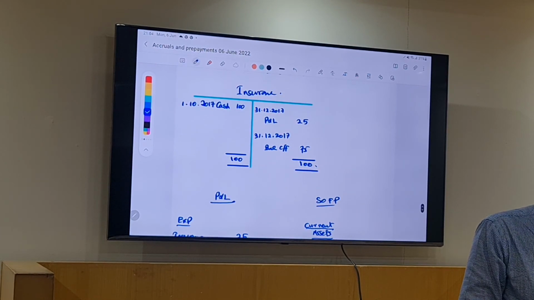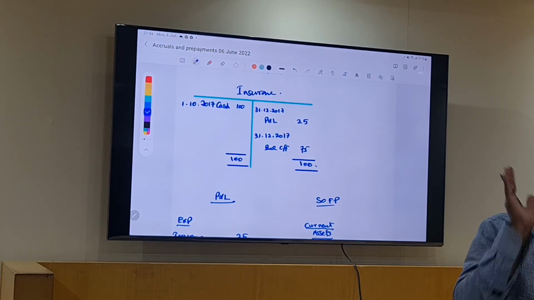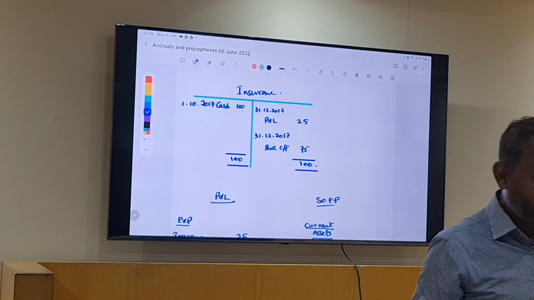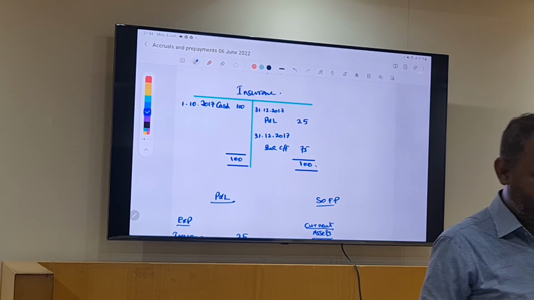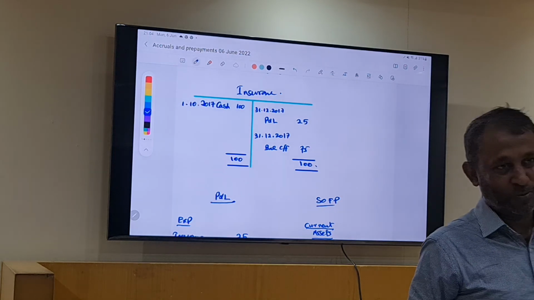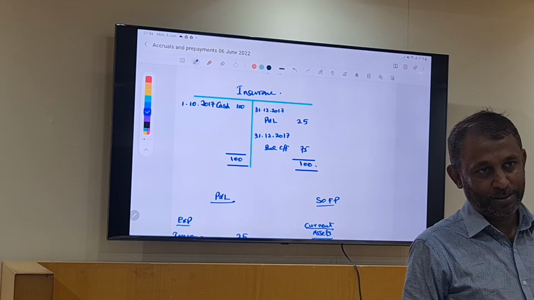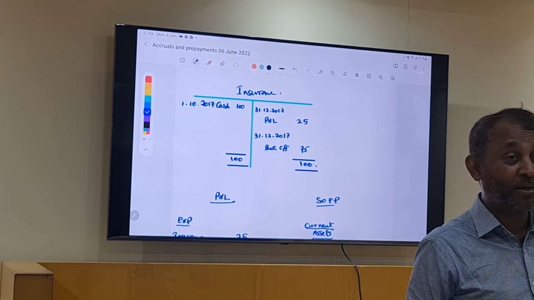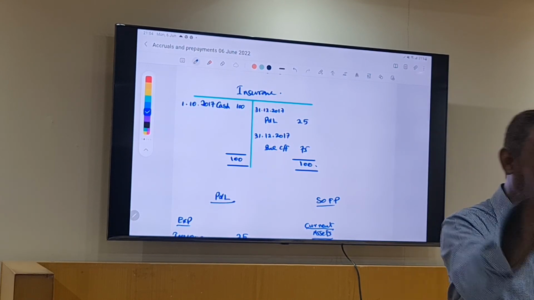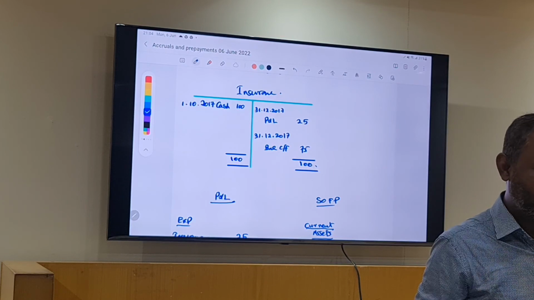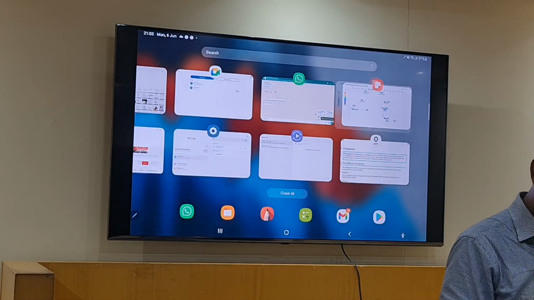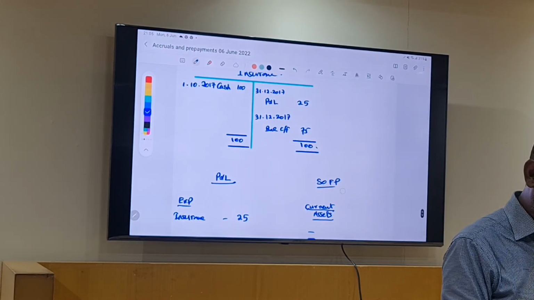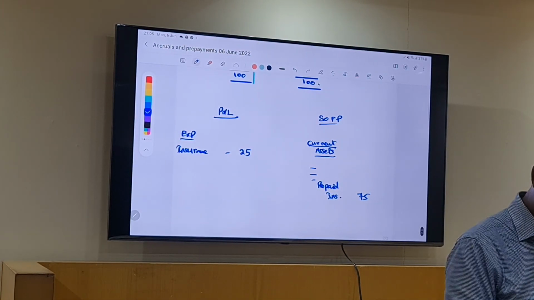The first double entry is cash credit and this one debit. And this 25 double entry: debit insurance expense, credit insurance account. But here we directly take it into capital. Is that the correct way or do we have to do that one? No, no, no. This is the better and correct way. And then after that there is 75 here. So it will be a balance there. Yeah, that balance can go to the next year. That's what I am showing here. Current asset.